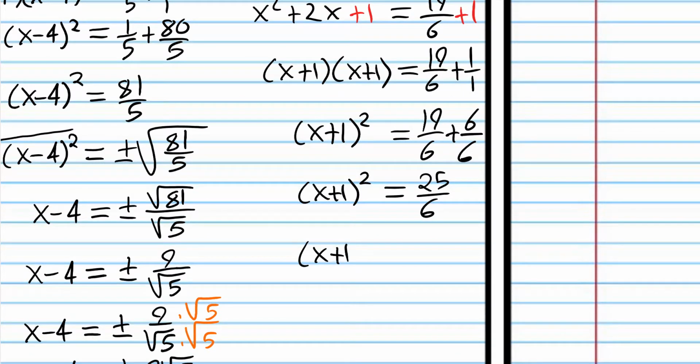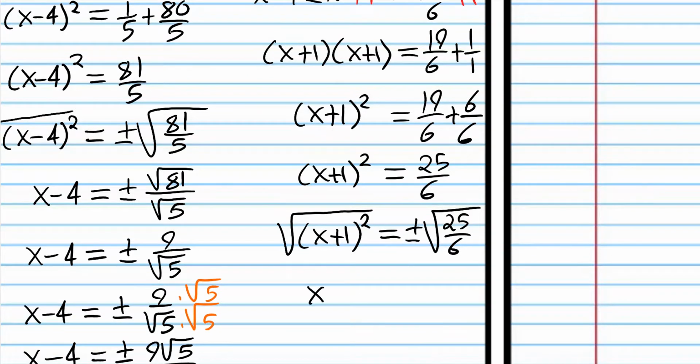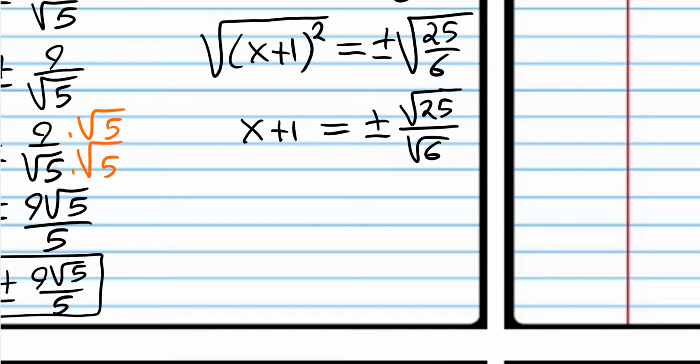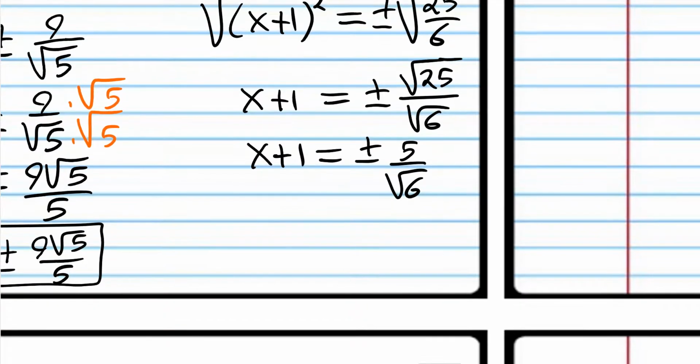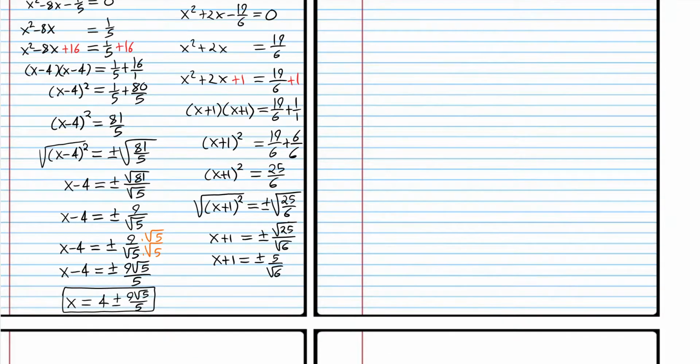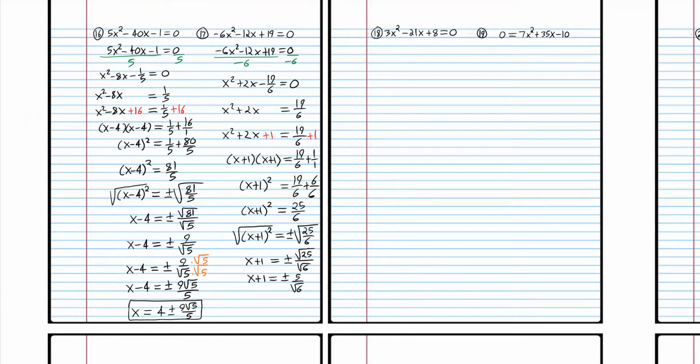And then we're going to square root both sides. And then we get x plus 1 is equal to the square root of 25 over the square root of 6, just using that same principle that we've used so many times before. And x plus 1 is equal to plus or minus 5 over root 6. But now we have a problem. The problem is the denominator has a root in it. Remember, we're not allowed to have a root in the denominator.